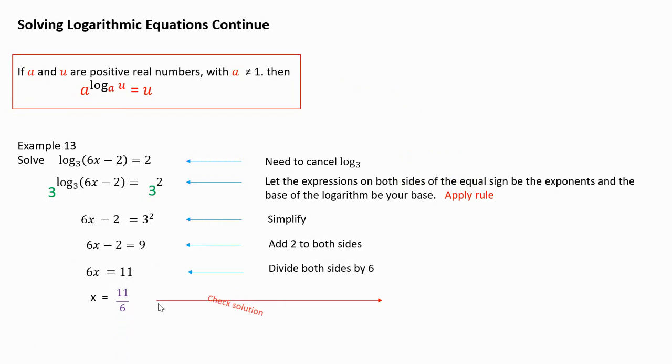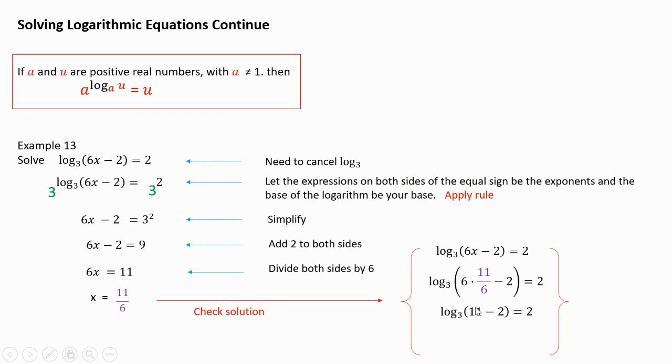And like before, we can always check our work. So here we're going to check it. We have log base 3 of (6x minus 2) equals 2. I'm going to plug in 11 over 6 where the x is. Because we're multiplying, this gives us 66 over 6, or we can cancel the 6s: 6 divided by 6 is 1. So we're left with 11 minus 2, which is log base 3 of 9 equals 2.